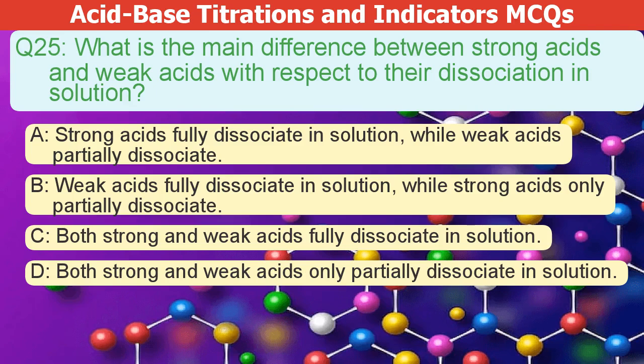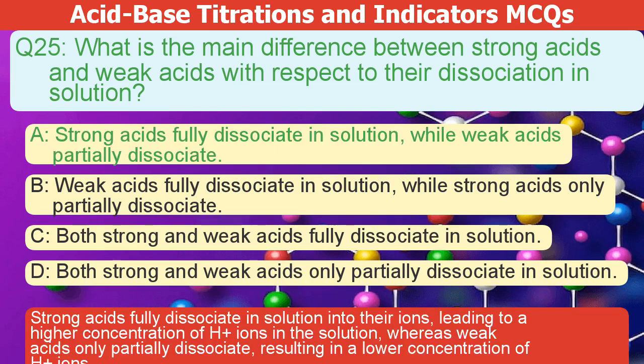What is the main difference between strong acids and weak acids with respect to their dissociation in solution? A. Strong acids fully dissociate in solution, while weak acids partially dissociate. B. Weak acids fully dissociate in solution, while strong acids only partially dissociate. C. Both strong and weak acids fully dissociate in solution. D. Both strong and weak acids only partially dissociate in solution.